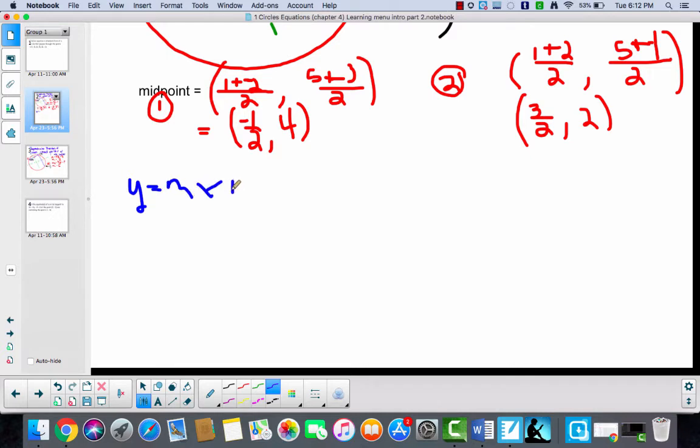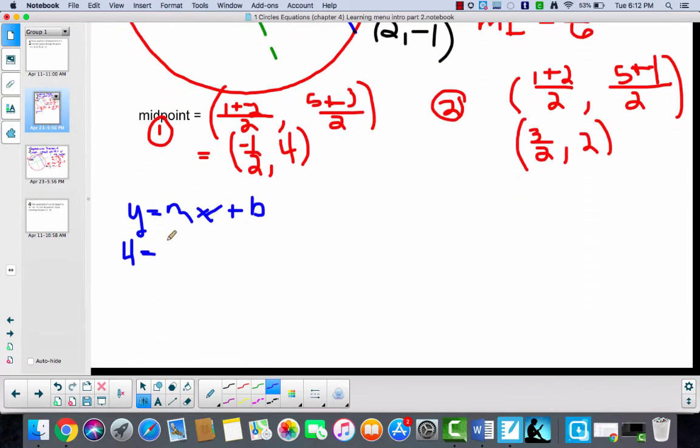We can also use point slope form, which is y minus y1 equals m times x minus x1, but it seems like most of my students tend to like this way, so we're going to do this. So our y is 4. Our m was up here. It's a negative 3/2. Make sure you're using the perpendicular slope. My x is a negative 1/2. And I don't know what b is. I'm going to end up solving for b.